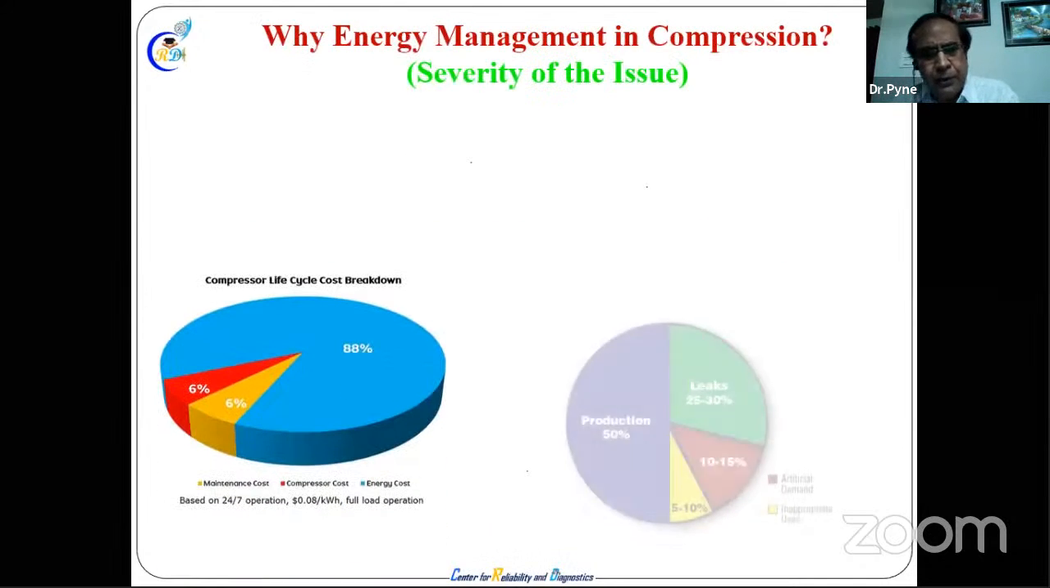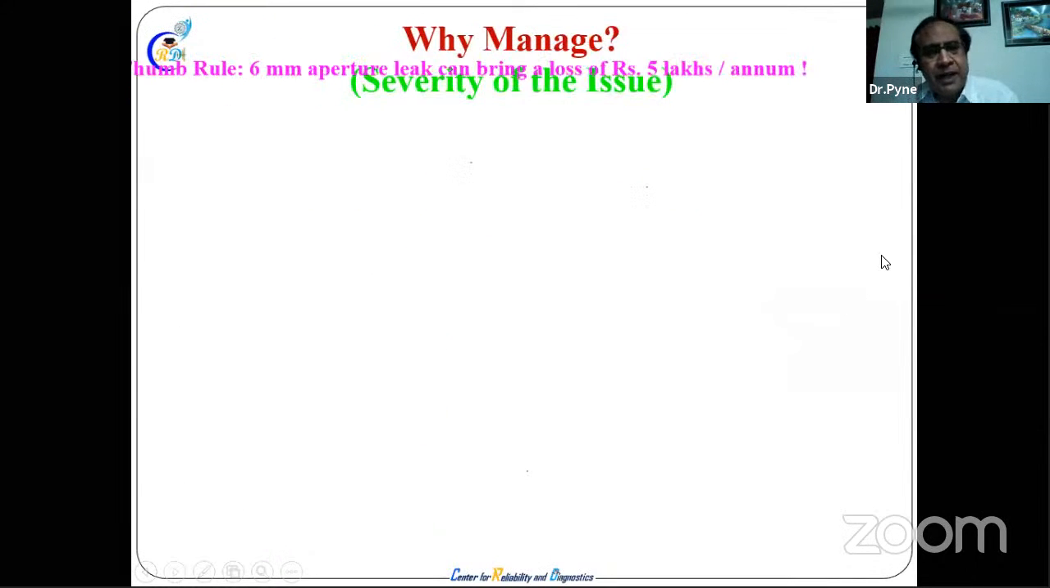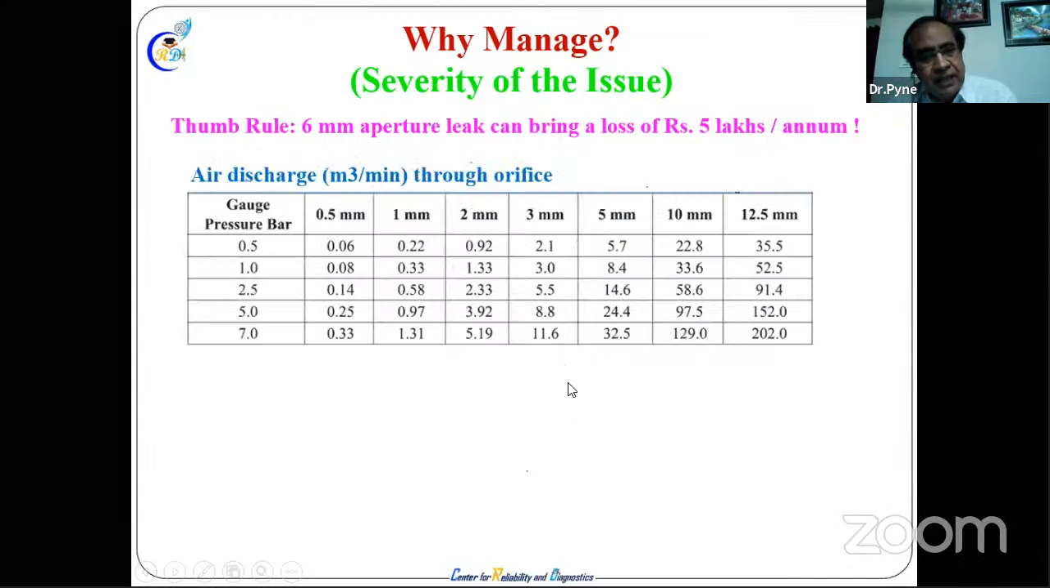One of the best examples of the severity of the issue in the compressor is that 88% of the cost goes just to production of compressed air, 50%, and leakage 25-30%. And of this production, we use only 5 to 10% at the end user. So there is a lot of leakage, a lot of severity in this. We know a 6 mm aperture leak in any compression system costs 5 lakhs per annum. There are things available in books, in the Bureau of Energy Efficiency, and we can look into that.